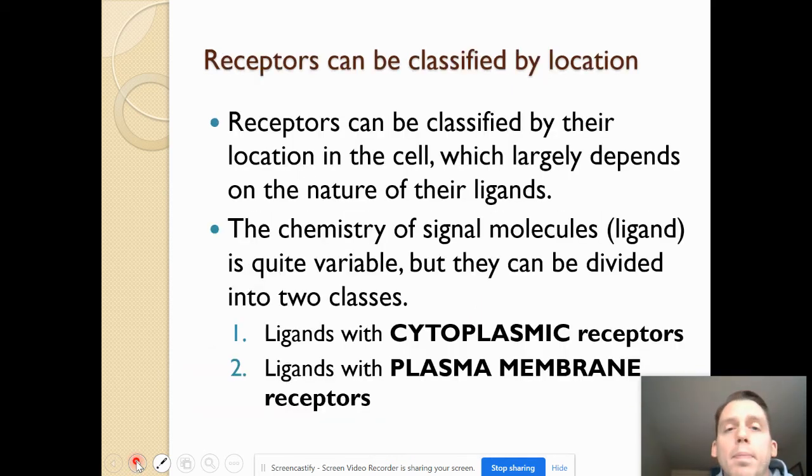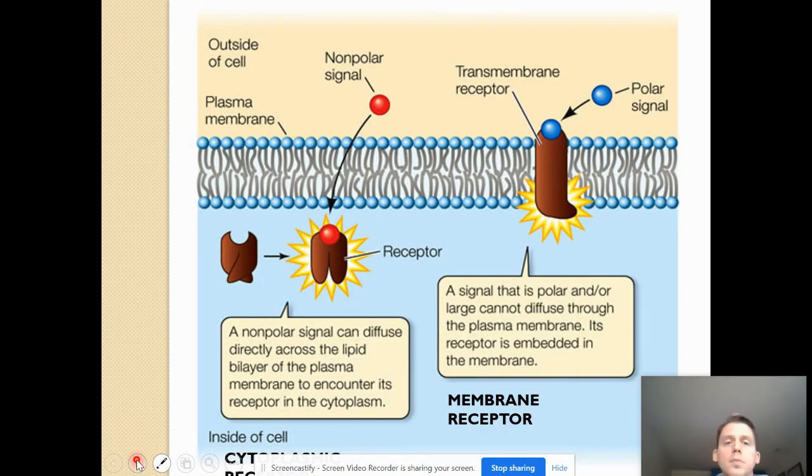Receptors can be classified by location. So some receptors are called cytoplasmic receptors, and some receptors are called plasma membrane receptors. Whether we have a cytoplasmic receptor or a plasma membrane receptor is really going to be determined by the type of ligand that we have. So here we have an example. Here is cytoplasmic on the left. So imagine there's a line going down here, and here's membrane on the right. What's the difference between these two types of receptors? What's the big difference?